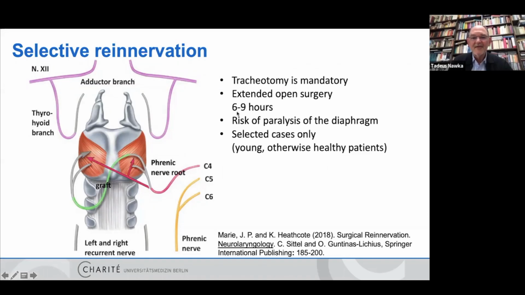It's an extended open surgery which lasts up to 6 to 9 hours, and it has its disadvantages. Especially you need somebody who's very experienced doing it, and Jean-Paul Marie is one of them.